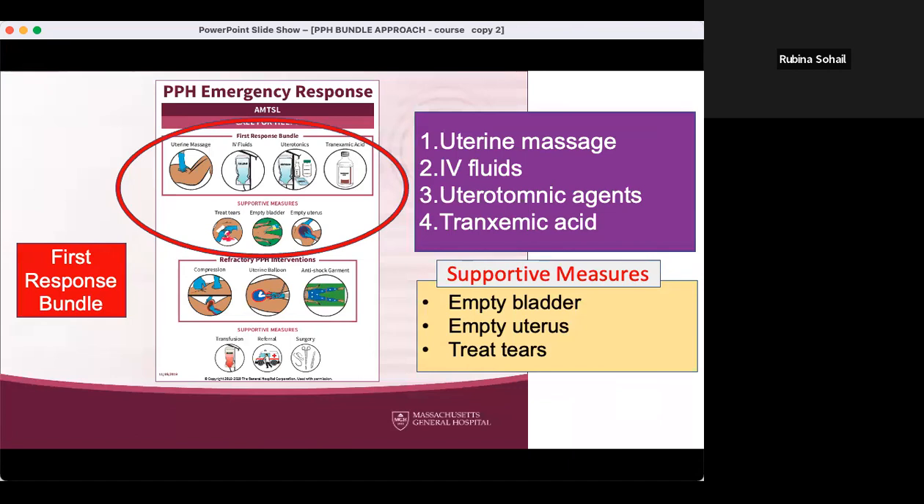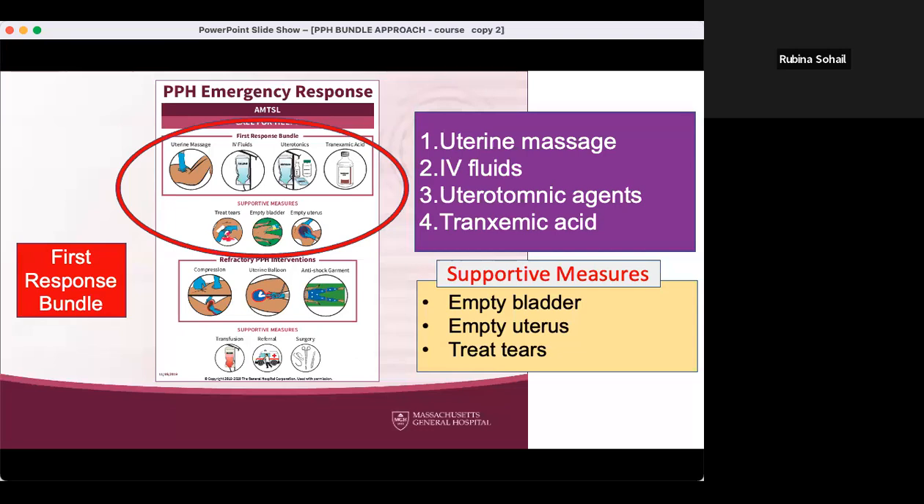So uska message to deta. Lekin hamara message ye hai ki if you put all the interventions together, which are these four interventions, then your patient will not die. So if you have said that PPH has happened, to pehle char kaam tumne ye karne. Uske baad jo uske supportive measures hain wo teen hain.